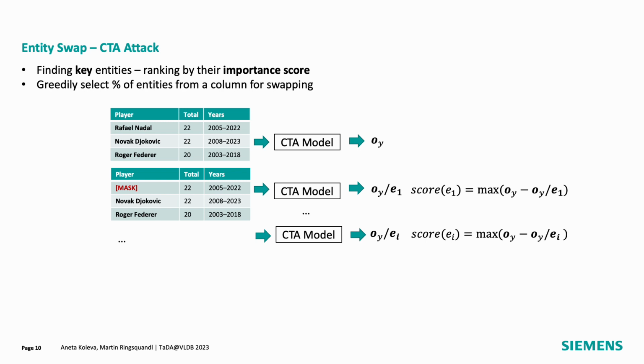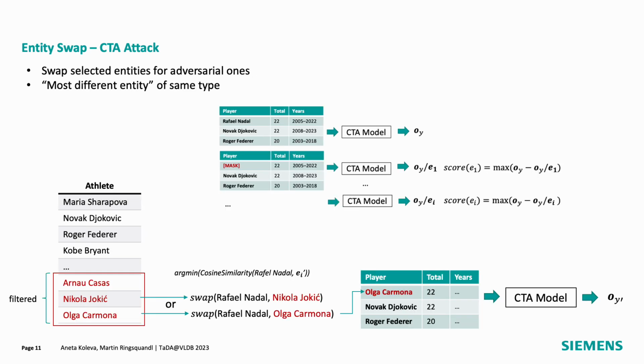By sorting the entities according to their scores, we ensure that the attack consistently targets the key entities within the specific column. Once we have selected the key entities for swapping with adversarial ones, the next step is to find the most different entity that is of the same type as an adversarial example. So in order to adhere to the assumption that the attack is imperceptible for humans, we always constrain the search space for adversarial entities to include only entities belonging to the same class.